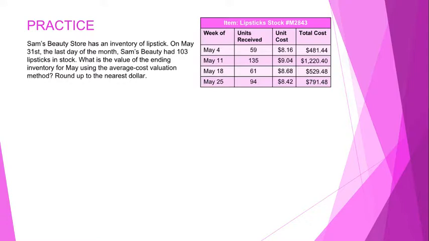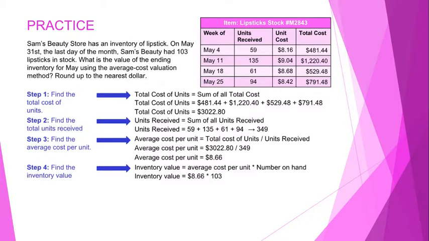Then we find the inventory value. So we take the average cost per unit, multiply by the number on hand, which is 103, and then we need to round to the nearest dollar. So the value of the ending inventory of May is $892.